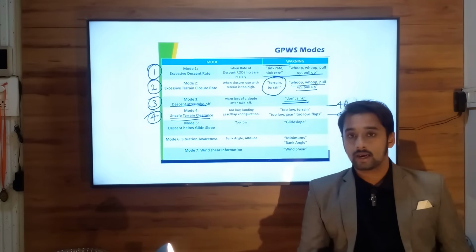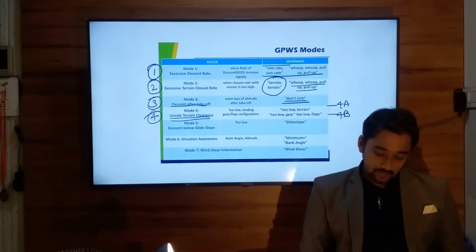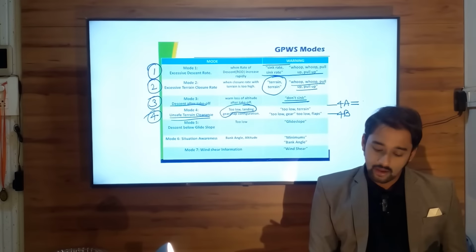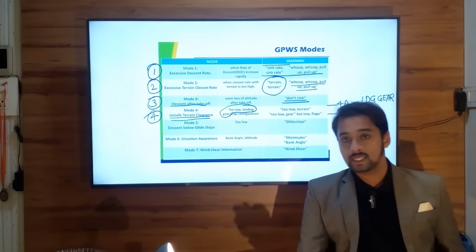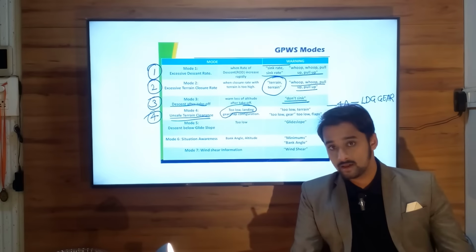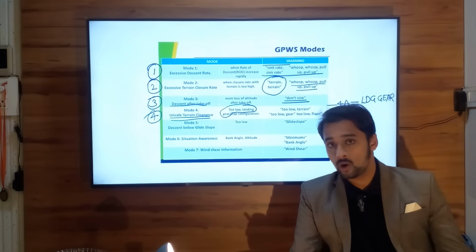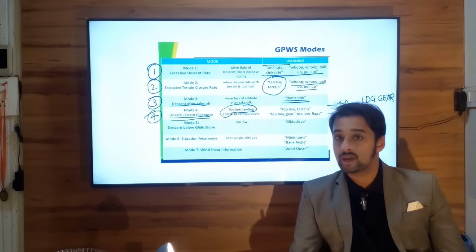So 4A is when you are coming in for landing, but your landing gear is not down. That means you are coming in for landing with your landing gear up. So without landing gear, can you land that aircraft, right or wrong? That is wrong. You cannot land that aircraft on the runway. You need landing gear, you need aircraft wheels. So you will be given a warning of "too low terrain" or "too low gear."